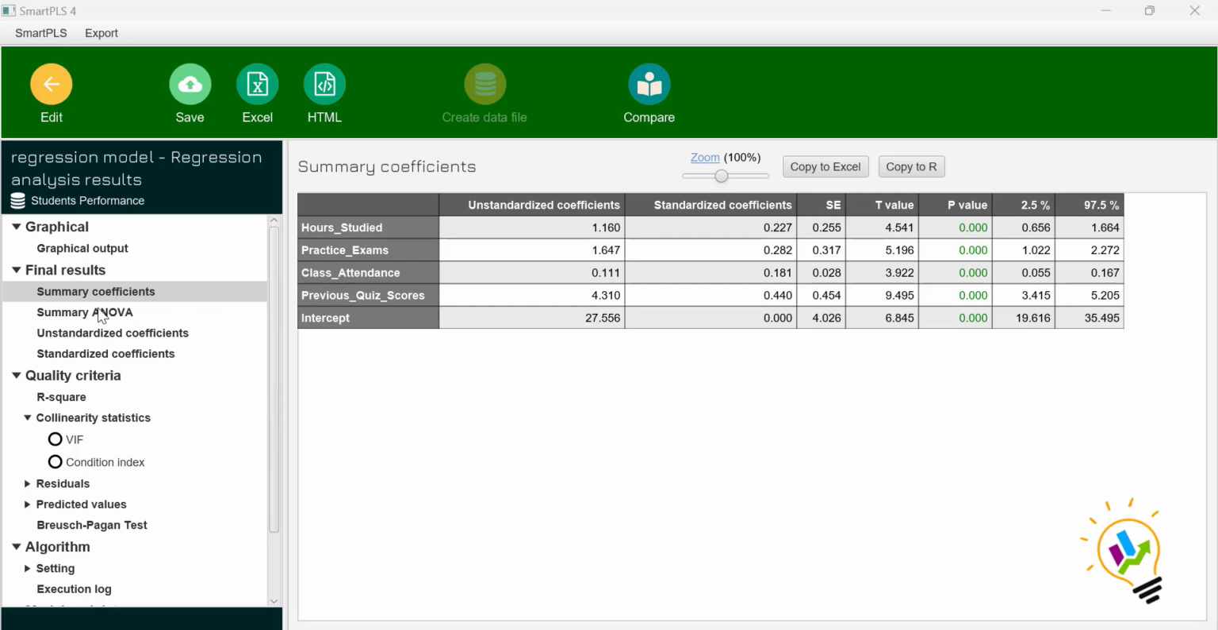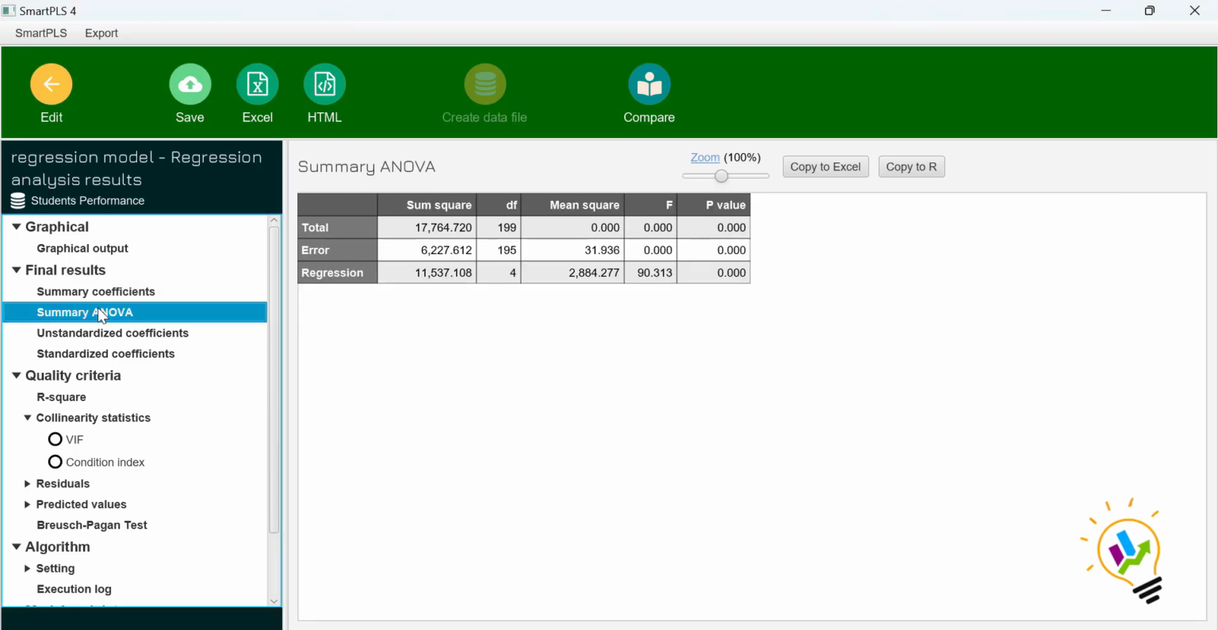Now we will discuss summary of ANOVA. This ANOVA table shows the results of statistical tests that is used to determine whether the independent variable in the model are significantly related to the dependent variable. In this case, the null hypothesis is that the independent variable in the model are not significantly related to the dependent variable. The p-value of 0.000 is less than 0.05 significant level. So we can reject the null hypothesis. This means that the independent variable in the model are significantly related to the dependent variable.